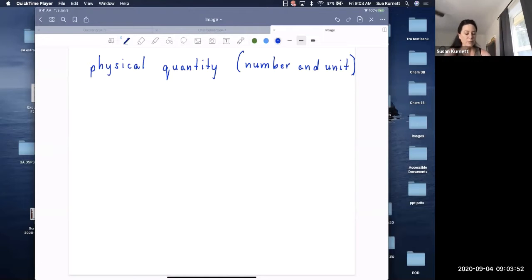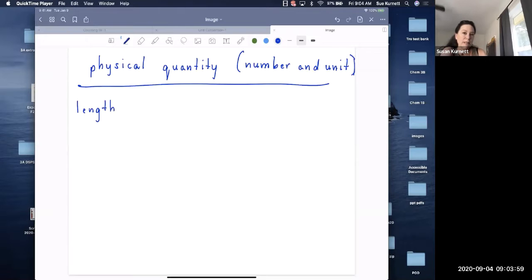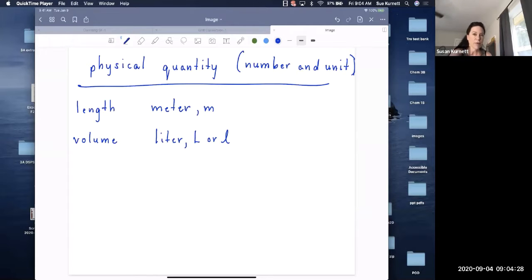And what kind of physical quantities are we going to measure? We will measure length. And our base unit will be the meter. And meter is abbreviated with a lowercase m. We will measure volume in units of liter, which is abbreviated with a capital L, or sometimes sort of a lowercase cursive L. I've seen both. Both are okay.